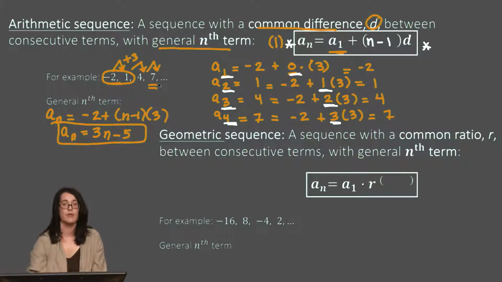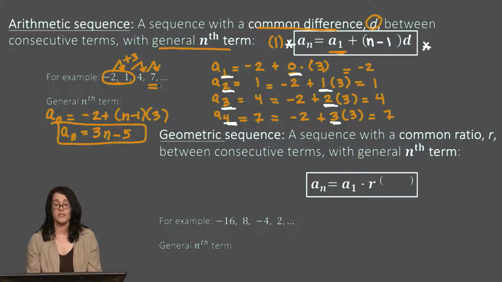Like for example, when n is 4, we're supposed to get the term 7. Check it out. 3 times 4 is 12. And 12 minus 5 is, that's right, 7. So it does in fact appear to be the general term for this arithmetic sequence. Again, the beauty of writing an explicit formula for your general nth term is that now if anyone knows the term number, whether it's the 10th term or the 100th term, they can simply input that number as n, and they'll have the output for that term itself.